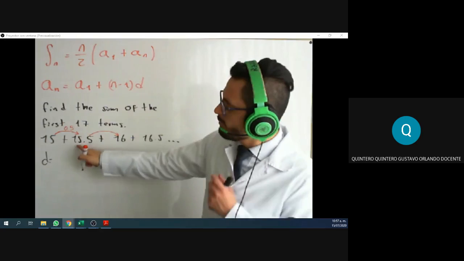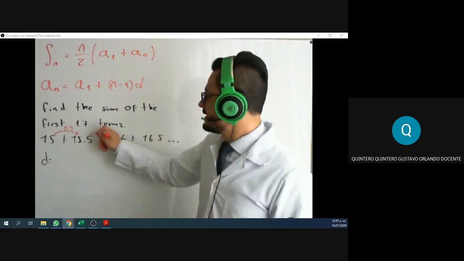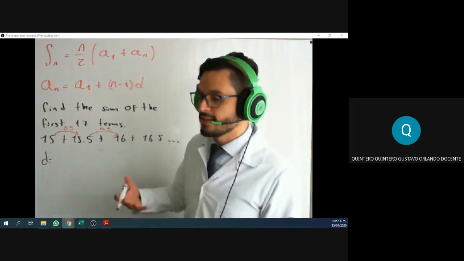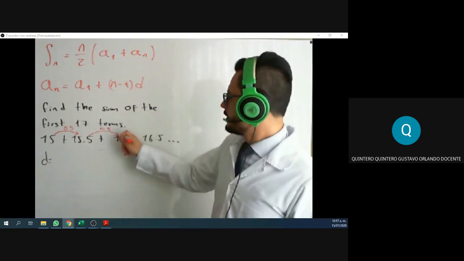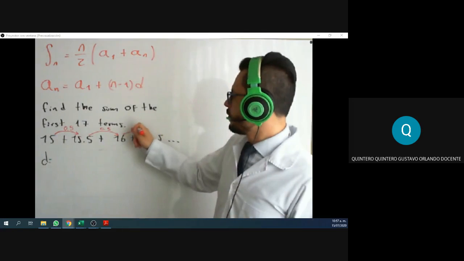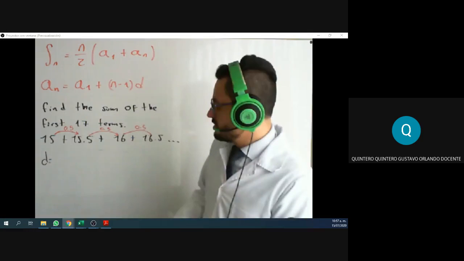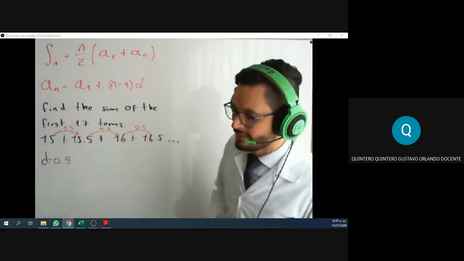What is missing from 15.5 to become a 16? Well, it is still 0.5. So it looks like the difference is being constant. It looks like the difference is still the same. We do the same here, and guess what? 0.5 as well. So from there, we can just conclude the difference is 0.5. And in fact, this is an arithmetic sequence.